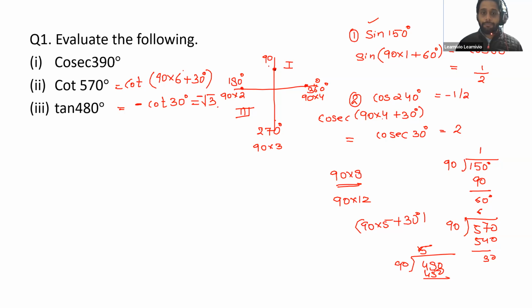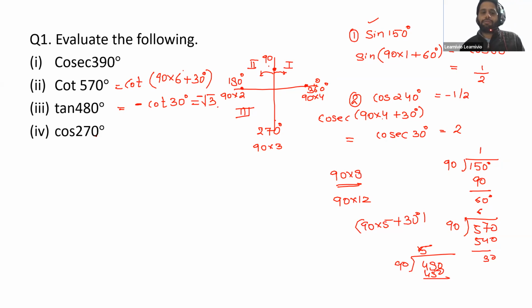First quadrant, sir. Why first? We have this line, okay? If you add 30 here, will you go to the back side or to this side? Oh, sorry, second quadrant, sir. Second quadrant, okay? So this will be negative. And the value of cot 30 is root 3. So you will get minus root 3. Okay, sir.